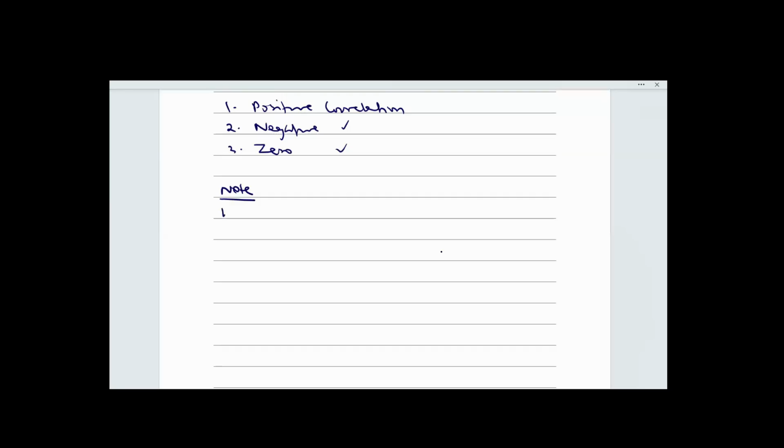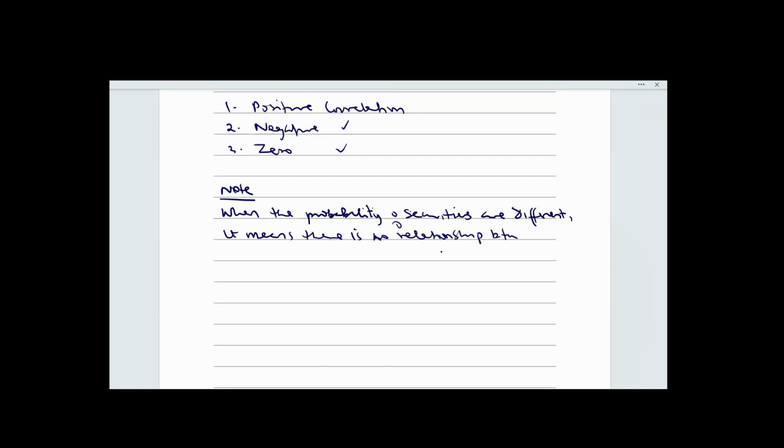Notes: when the probabilities of securities are different, it means there is no relationship between the securities in the portfolio.